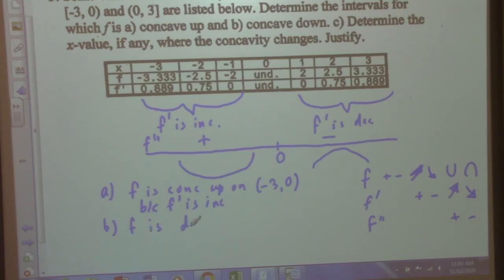And then B, it's similar here. F is concave down on 0 to 3 because f prime is decreasing. And then it says determine the x value, if any, where the concavity changes. Well, as far as we can tell, that's going to be 0, right? To be more fully accurate, they could have done some more explanation about that here, but this is the best we can get out of it. So that is that problem.